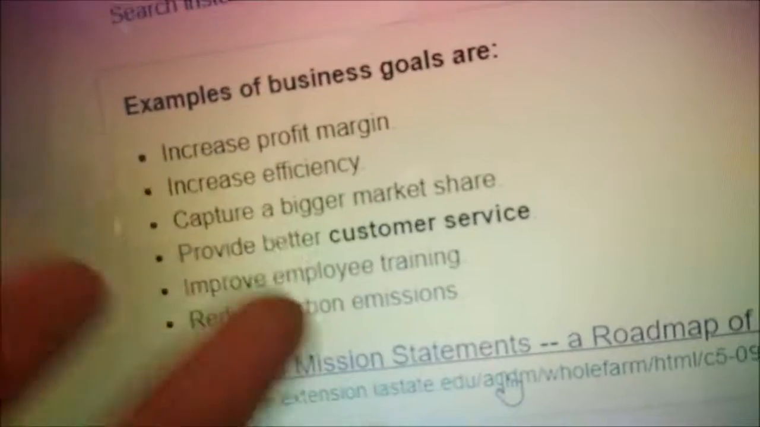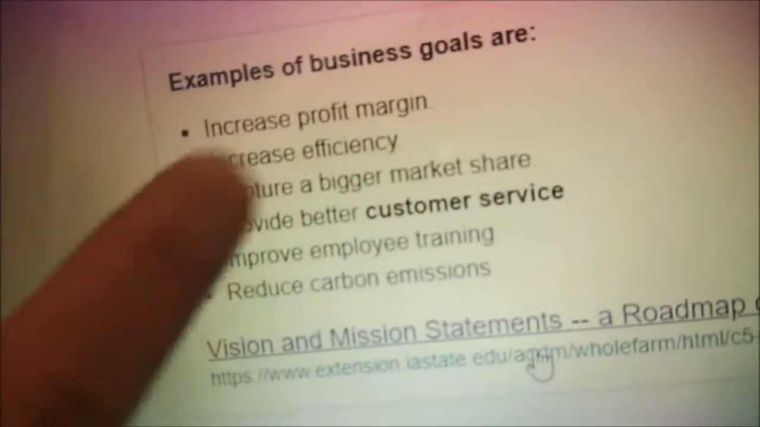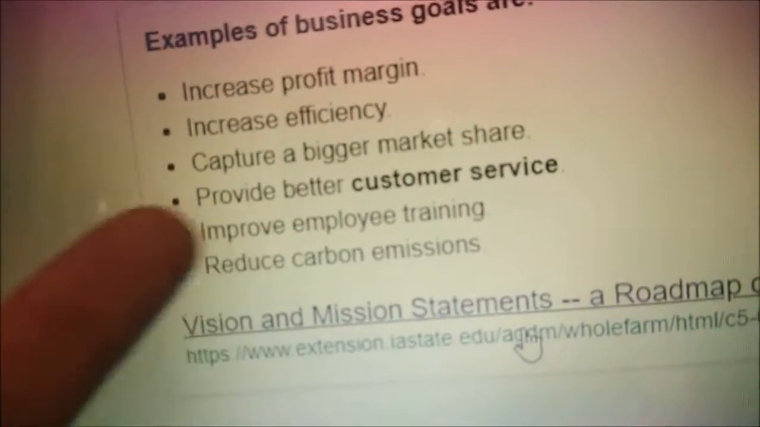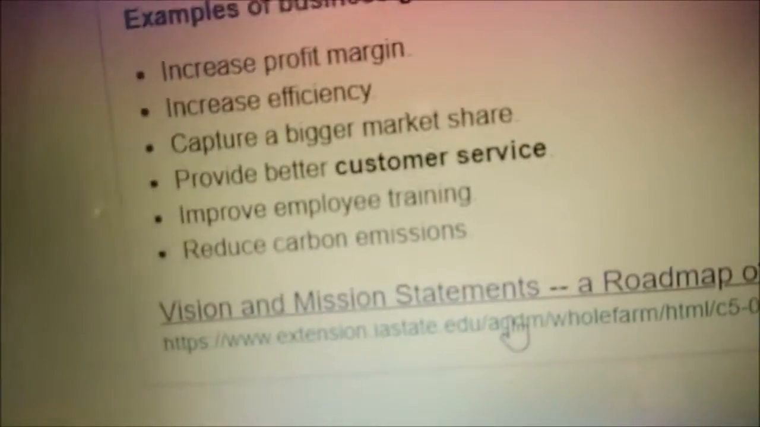So these are examples of big corporate aims. I mean, actually goals, small goals, but they vary. For example, some could be to increase the profit margin, increase the efficiency, or provide better customer service. Anything counts, like what they're trying to do to make the business better.